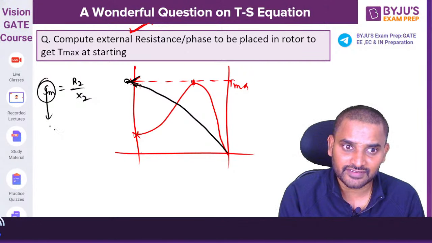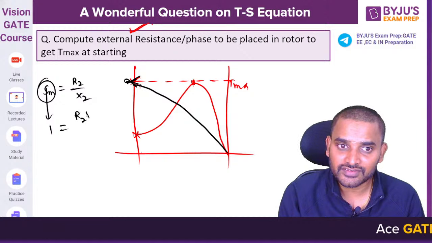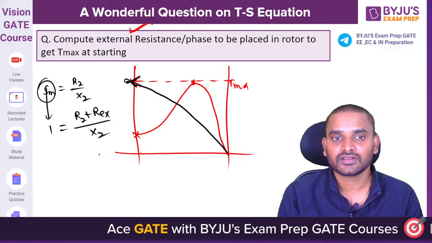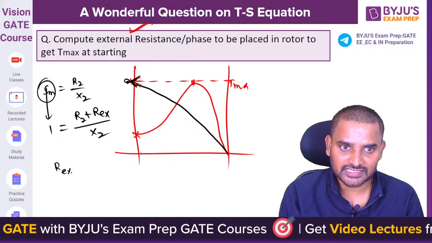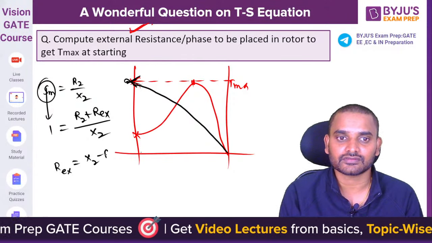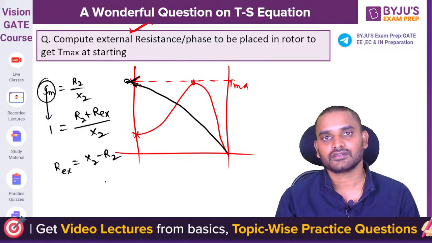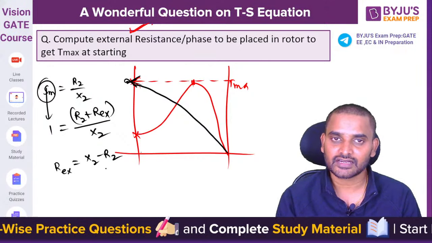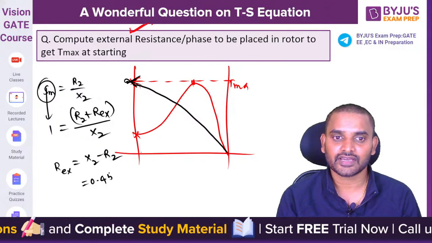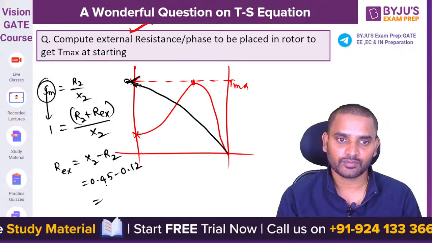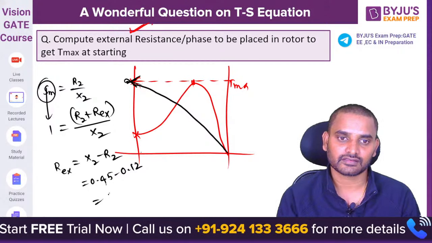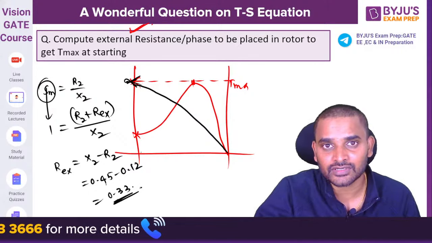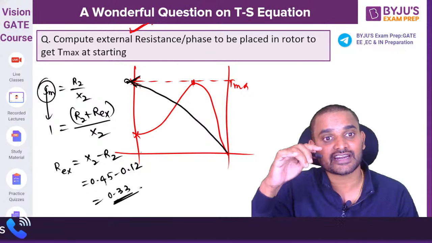So slip at starting will be 1. How much resistance do you need to add? R2 plus Rx divided by X2, and this total value must be equal to the reactance. So from this you can calculate the external resistance is equal to X2 minus R2. So 0.45 minus 0.12, you will get 0.33. This is the extra resistance you need to add in the rotor circuit to get maximum torque at starting itself.